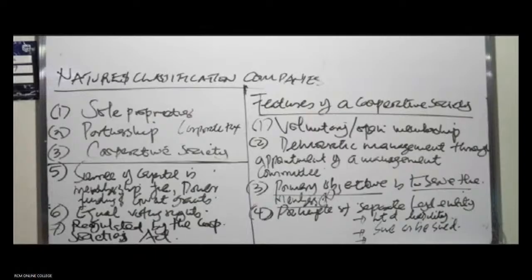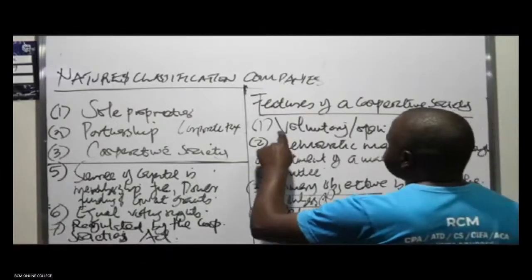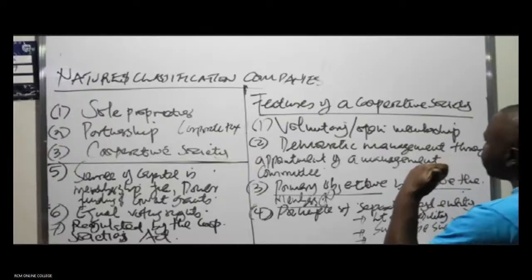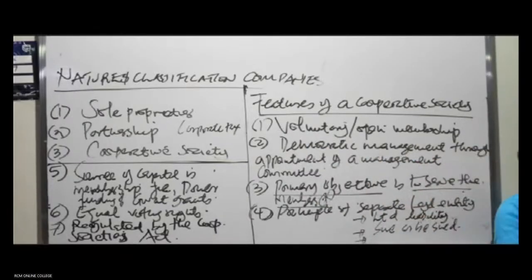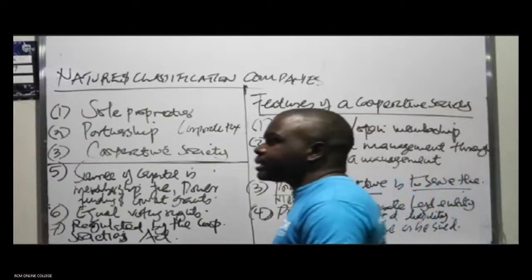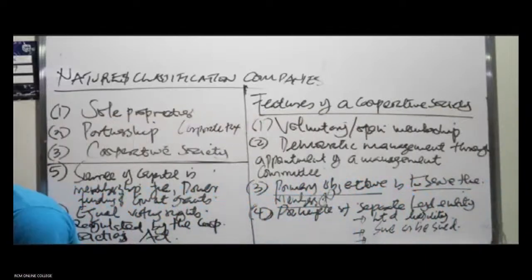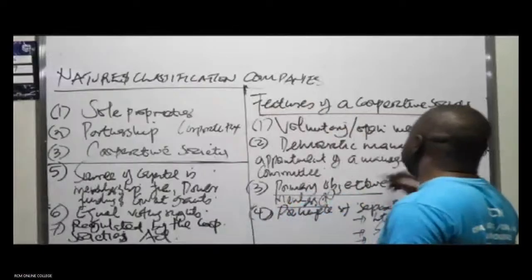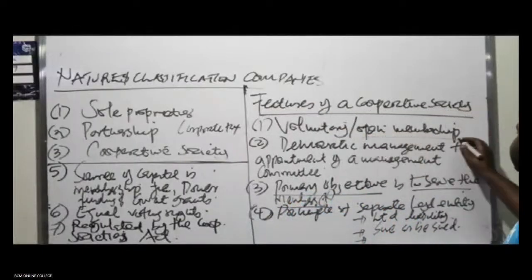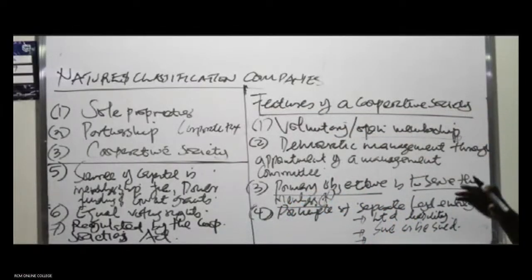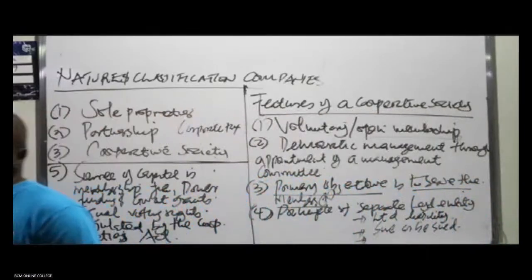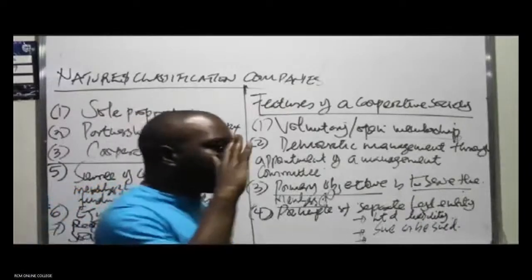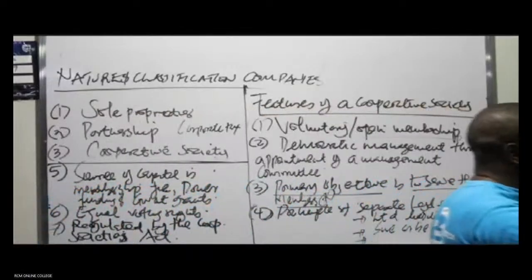But in this case, you compare with what? A company. For example, you're the ones who gave me these points: voluntary and open membership. It's just voluntary and open membership. On this point, I've mentioned that the membership for a cooperative society is normally drawn from a very specific area. It could be a county, or maybe a sub-county somewhere. It is a very specific area.